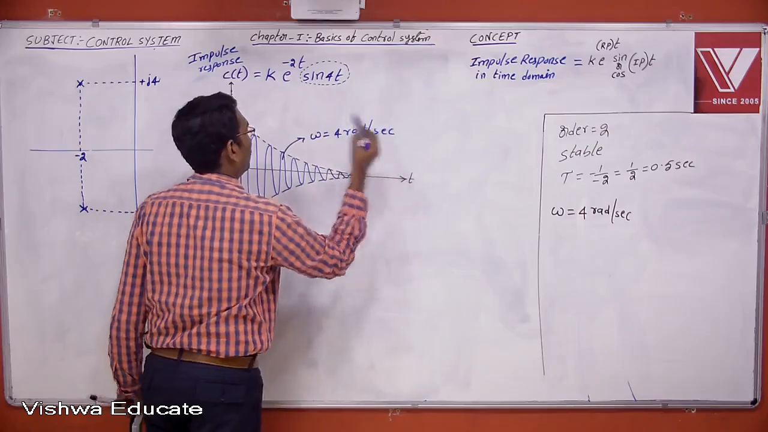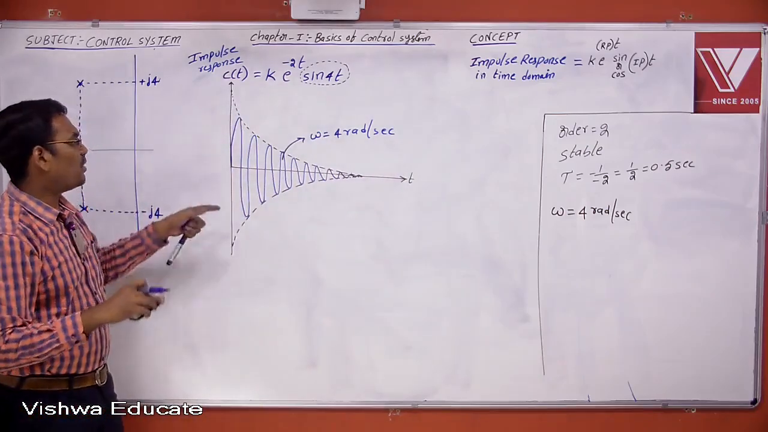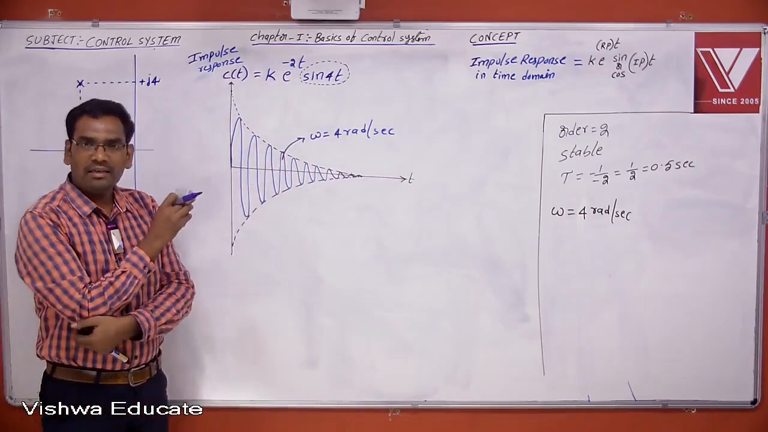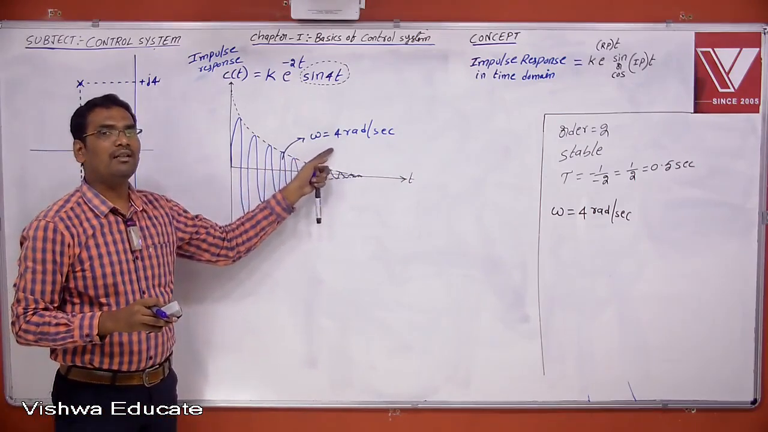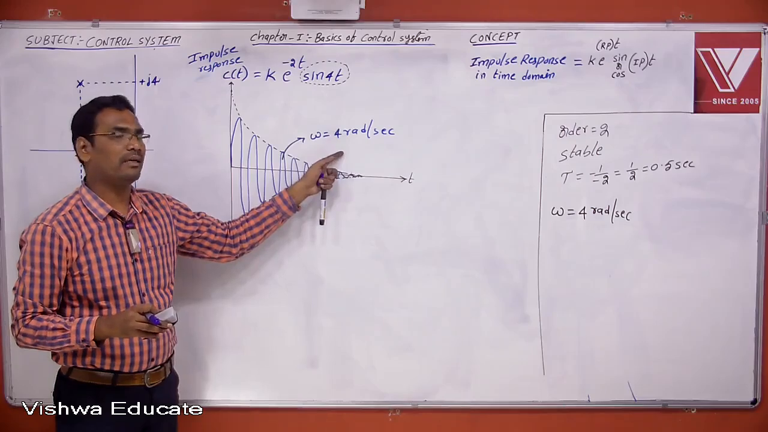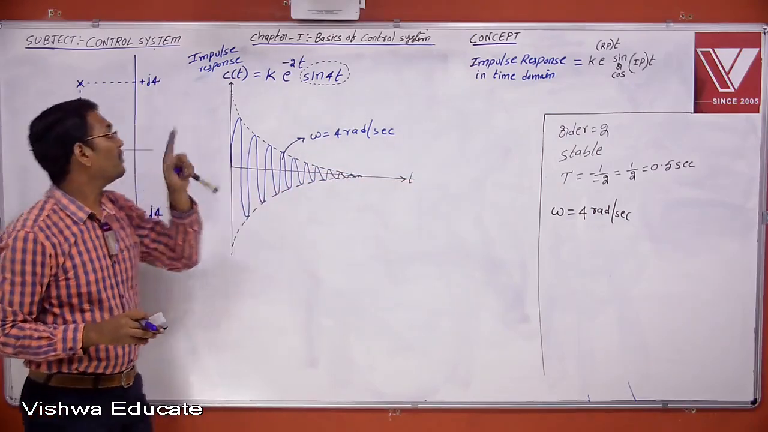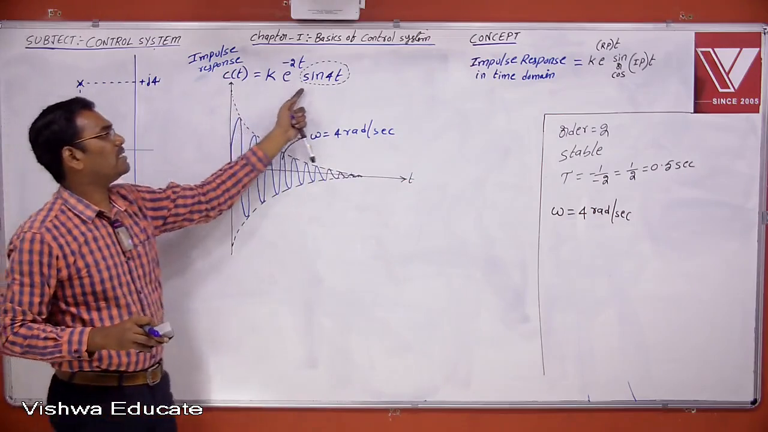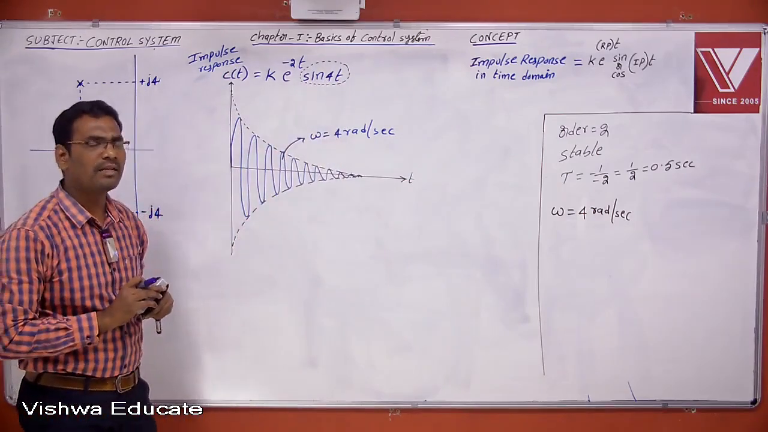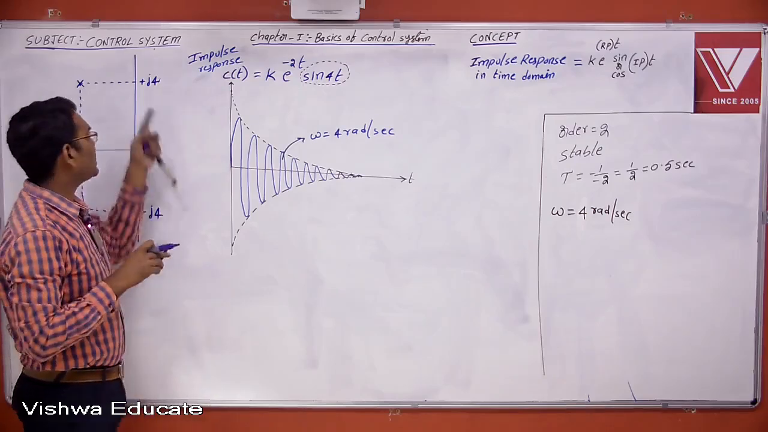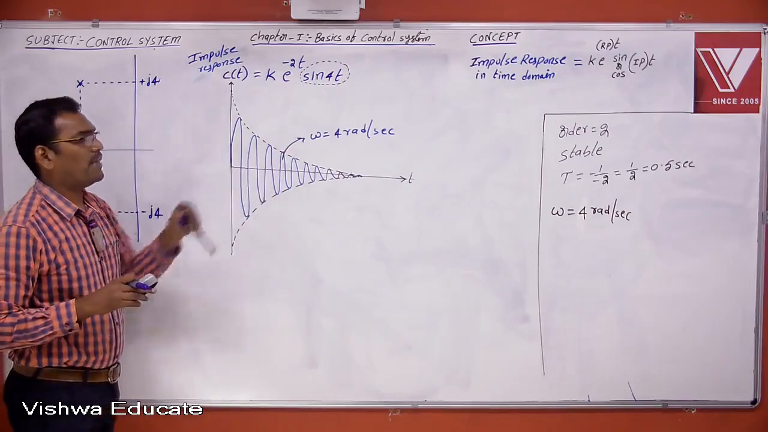Then if you observe here, does this response have any oscillation or not? Yes, this response has an oscillation. What is the oscillation frequency? The oscillation frequency is 4 radians per second, which you already decided by looking at the imaginary part. And yes, there is a sine term whose frequency matches. That's what I'm saying: when there is an imaginary part, there is an oscillation present in the response.